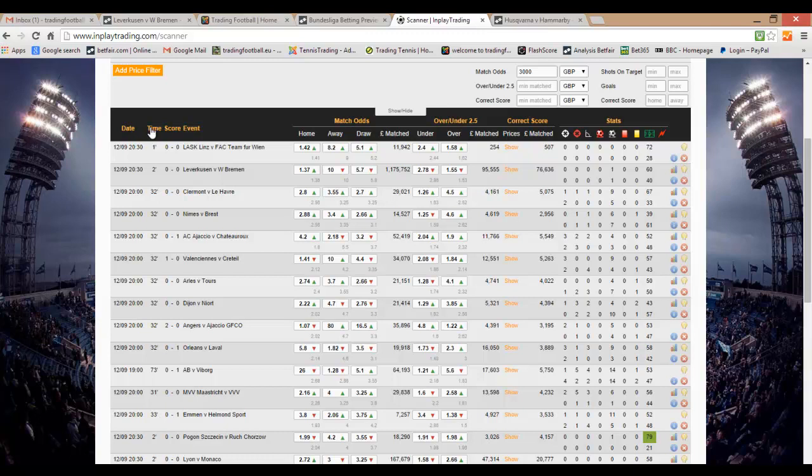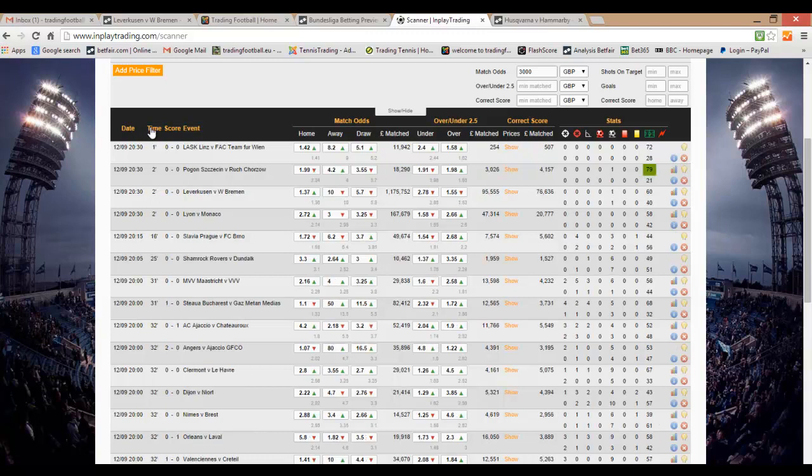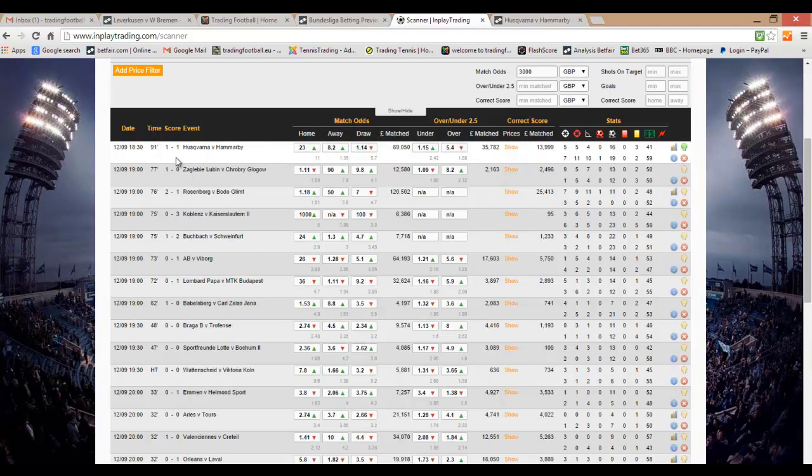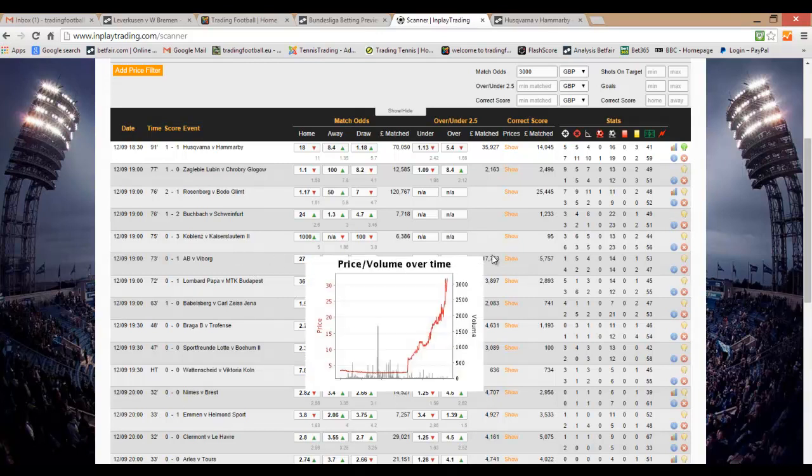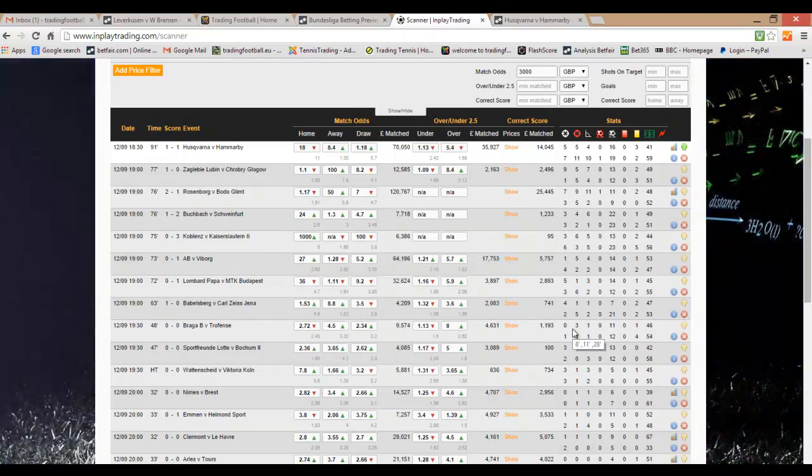We kicked off quite quickly with a Swedish game where I'd already used the scanner. At the top of the screen you can see Husqvarna versus Hammarby. It was 1-1, and what I'd done was I'd laid the favourite Husqvarna, who were leading 1-0 until about the 80th minute, and I also laid the correct score 1-0 in that game too.